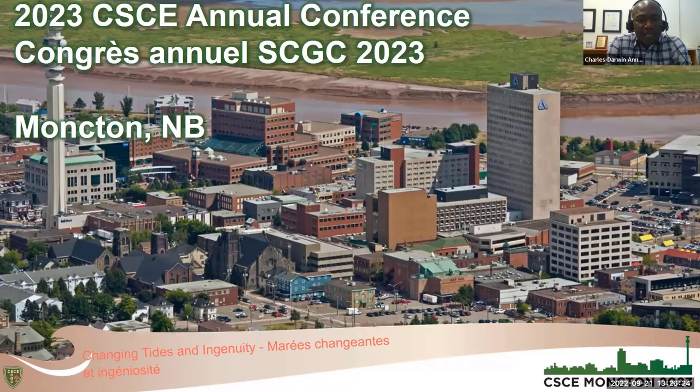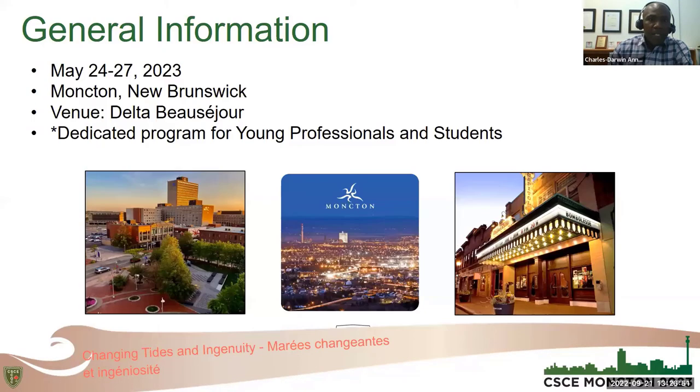Now we turn our attention to the 2023 CSCE Annual Conference that will be held in Moncton, New Brunswick. The theme for this conference is Changing Tides and Ingenuity. And I would like to highlight some of the things that we should expect during the conference. This is going to be in May 2023. So the conference will be held after the Victoria Day weekend. So it's starting from the 24th of May to the 27th.